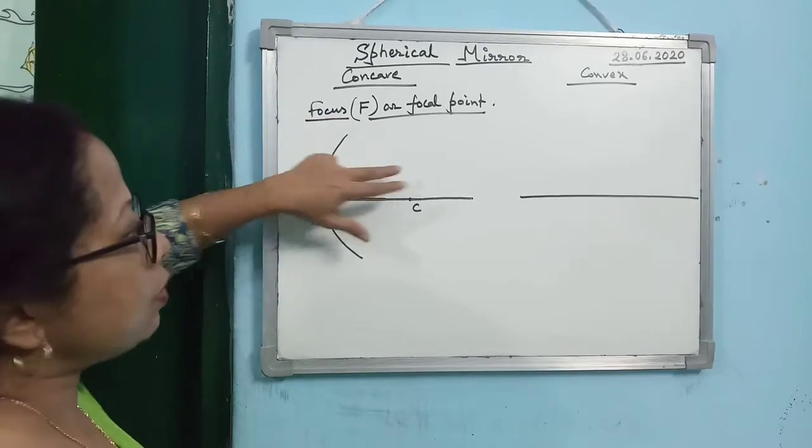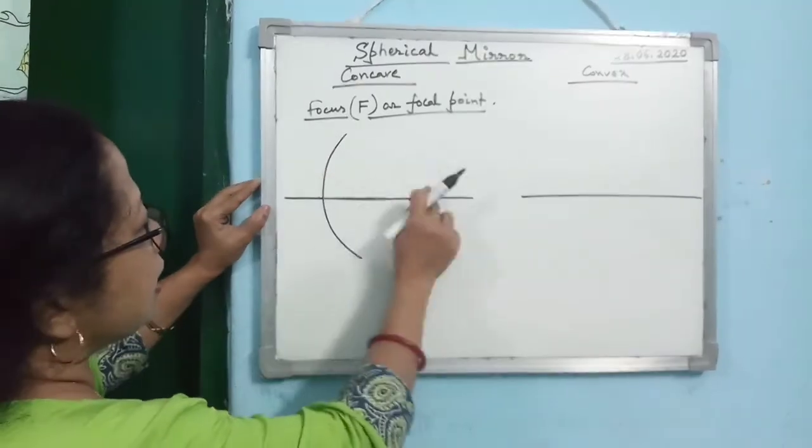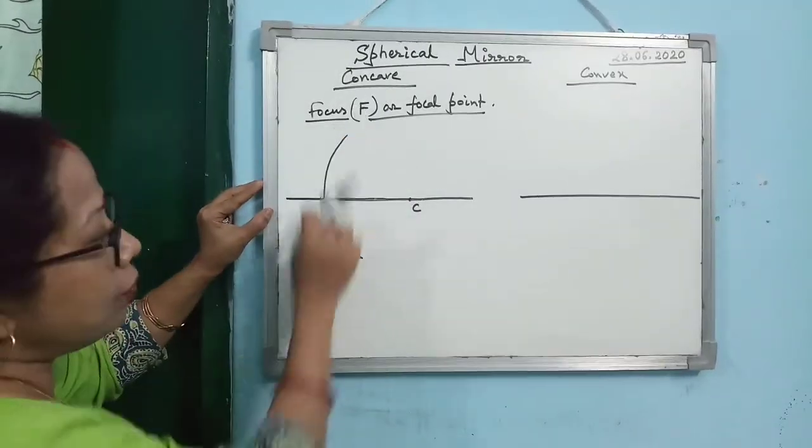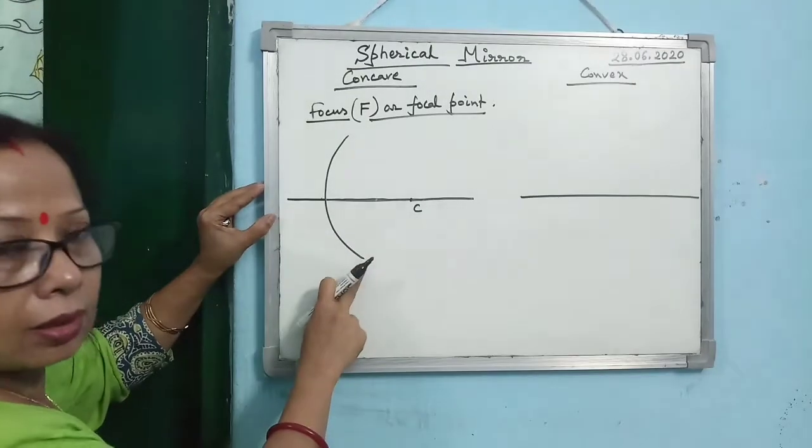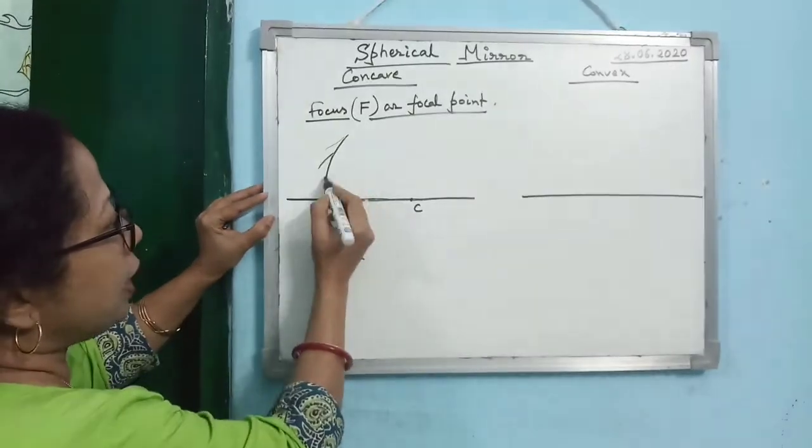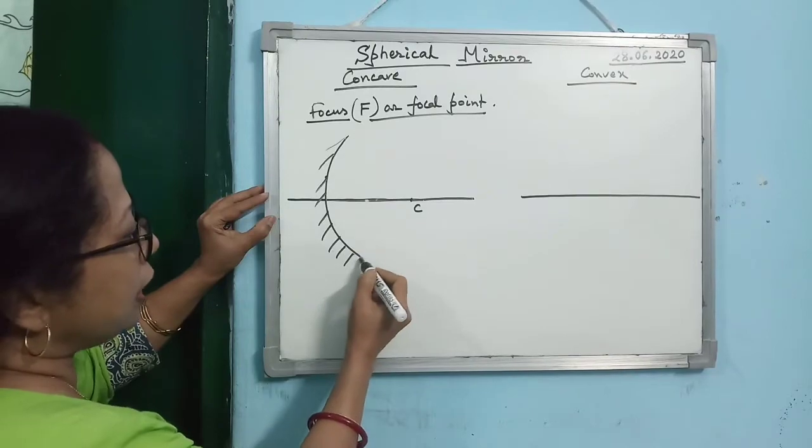Alright. Means you are using the ruled line. So suppose you have taken 4 ruled lines above, then down also 4 ruled lines. Okay. So this is the way you must draw the concave mirror.